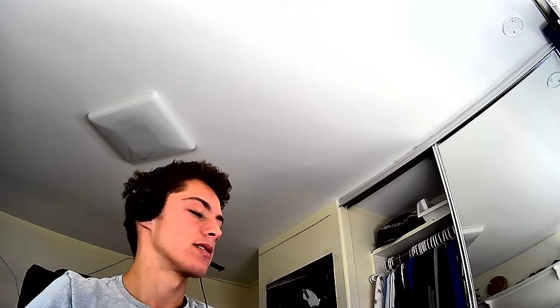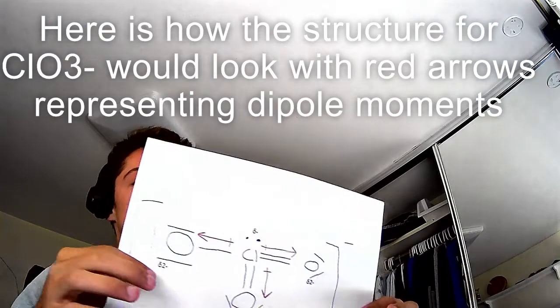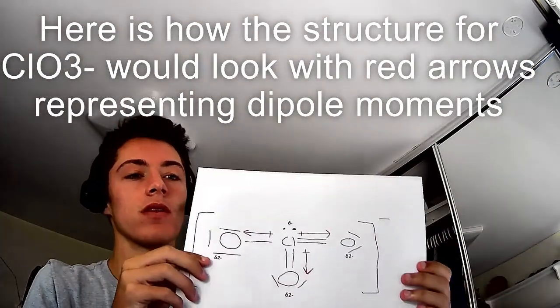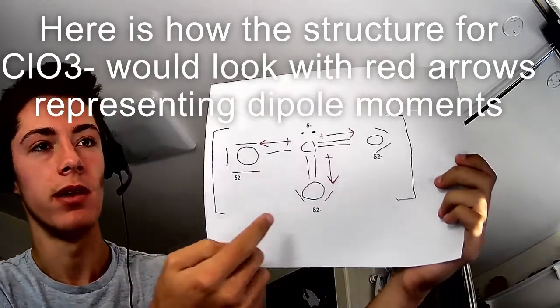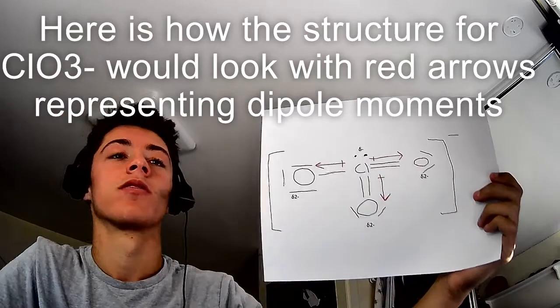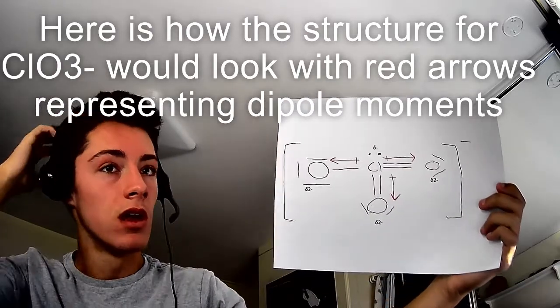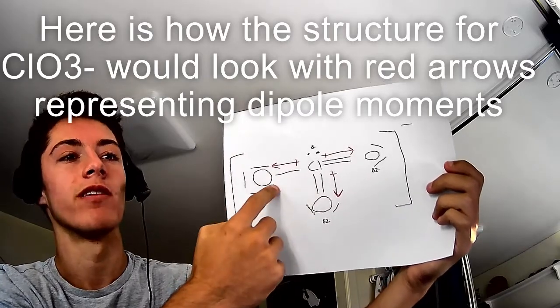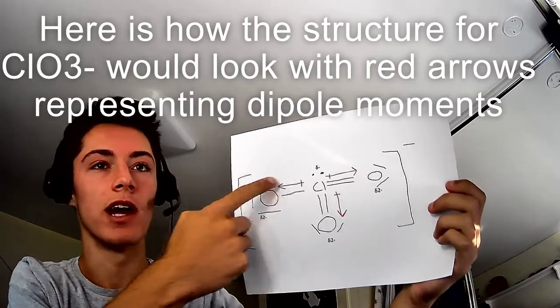So for ClO3 minus, as shown earlier, this is pretty much how the Lewis structure would look. As you can see, you have a central atom Cl bonded to 3 oxygen atoms, and then 2 of them will be double bonded, 1 of them will be single bonded because this one will have an electron added to it later. That's why it has a negative charge.